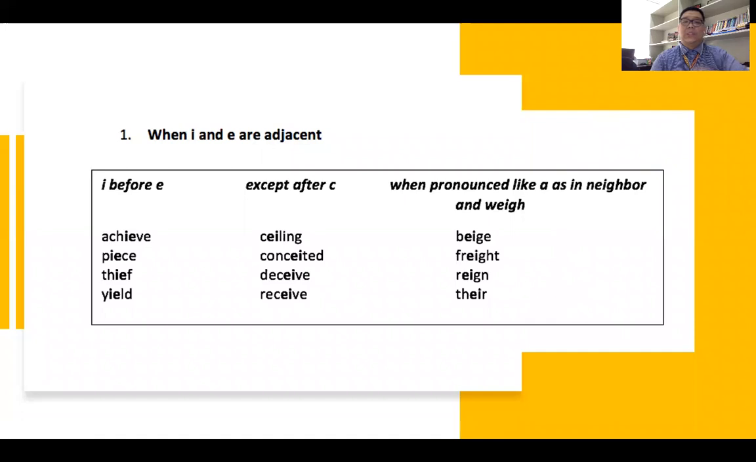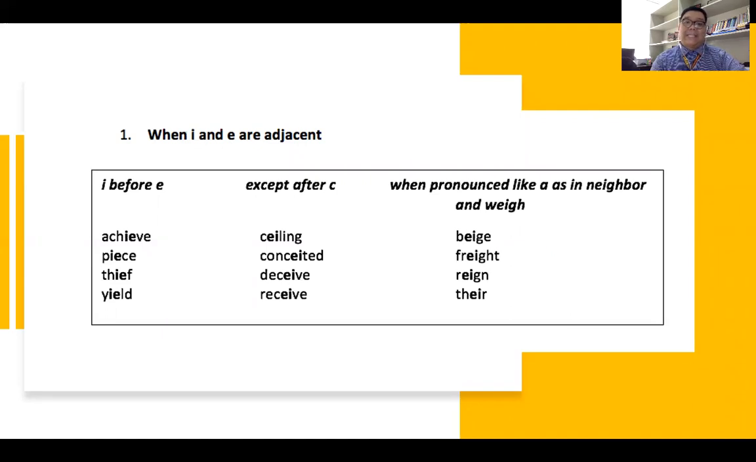Okay? So, one good example for this is when I and E are adjacent. Oftentimes, we find this very difficult. We sometimes interchange I and E, E and I. And that's the common mistake that we have. So remember, we have words wherein I comes before E, such as in the words achieve, peace, thief, and yield. Okay? But this rule does not apply to all words because we have some exceptions to this. Let's say the second column you have here, for those words wherein C precedes the I-E order.